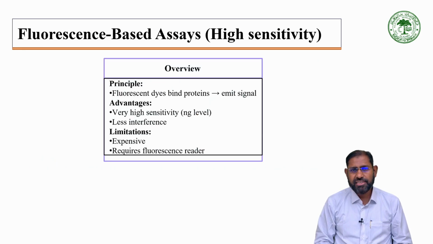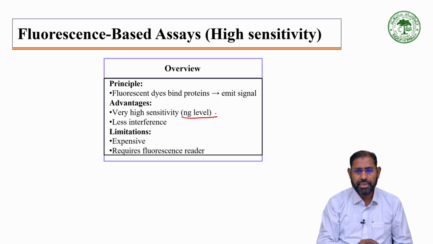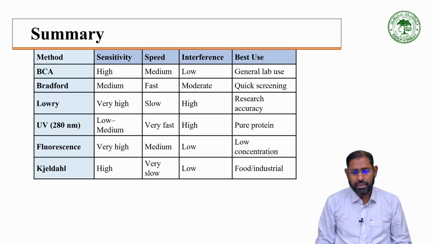Now we have the fluorescence based assay. It has very high sensitivity. In this case, we use fluorescent dyes that bind to the protein and emit a signal. The advantage is very high sensitivity; even nanograms of protein we can quantify. And it also has less interference, but the limitation is that it is very expensive and also requires a fluorescence reader, which is expensive. Now the summary of my lecture, the different methods we use.